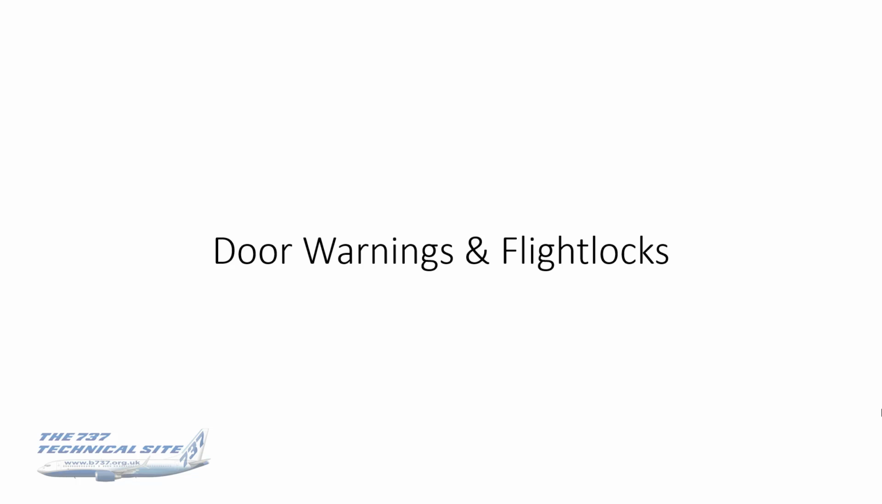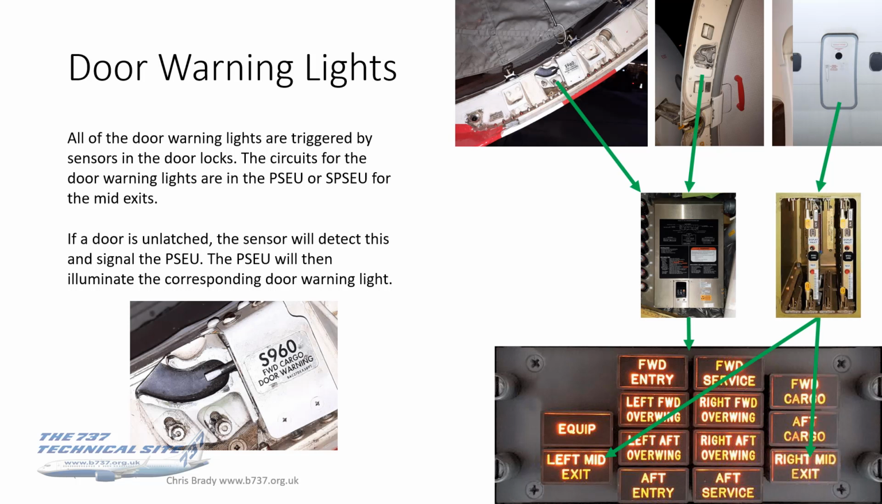door warnings and flight locks. This is probably what we as flight crew best know the PSEU for. They're all triggered by sensors in the door locks. Circuits for the door warning lights are in the PSEU or the SPSEU for the mid-exit doors. If a door is unlatched, the sensor will detect it, signal the PSEU, and the PSEU will then illuminate the corresponding door warning light.